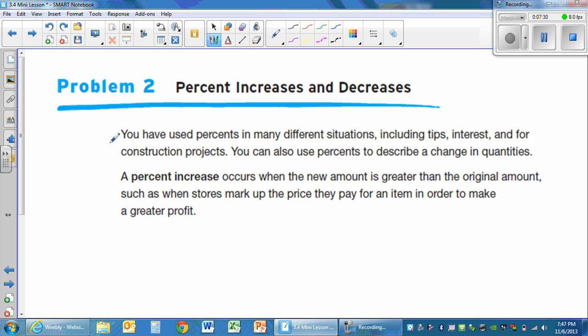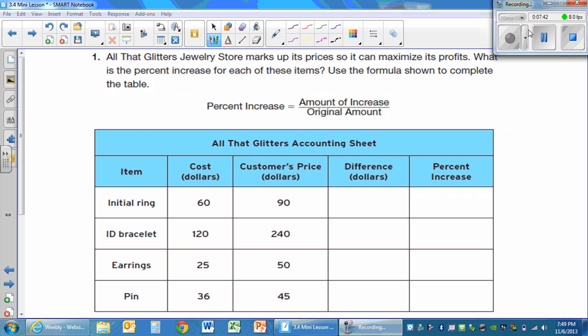You need to read the problems or the directions for problem number 2. After you're done reading them, you can go ahead and press play to continue. Problem 1 says, All That Glitters Jewelry Store marks up its prices so it can maximize its profits. What is the percent increase for each of these items? Use the formula shown to complete the table. So again, this formula is going to be very, very important for us to remember.